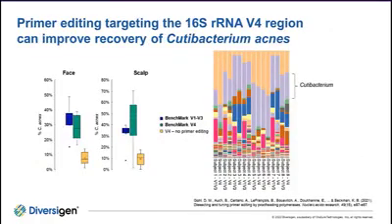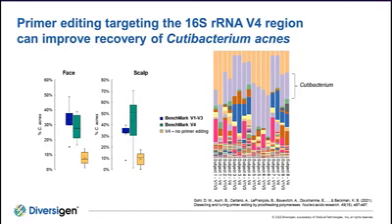Going back to the topic of editing PCR primers targeting the V4 region of the 16S gene, we have recently demonstrated that once specific changes have been made to the primers so that differences in the V4 region are captured, then species such as C. acnes can be identified.